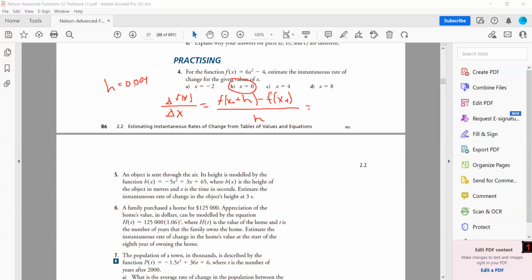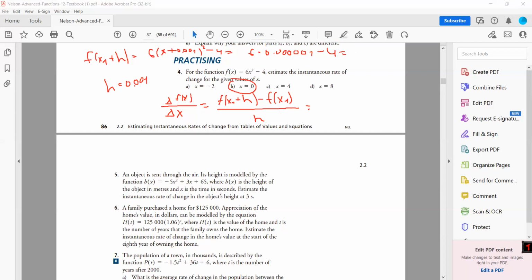So now I have to evaluate my function value for x1 plus h. As soon as my x is 0, f of x1 plus h would be equal to 6 times 0 plus 0.001 squared, subtract 4, and it's equal to 6 times 0.001 squared, subtract 4. Let's use my calculator to evaluate that.